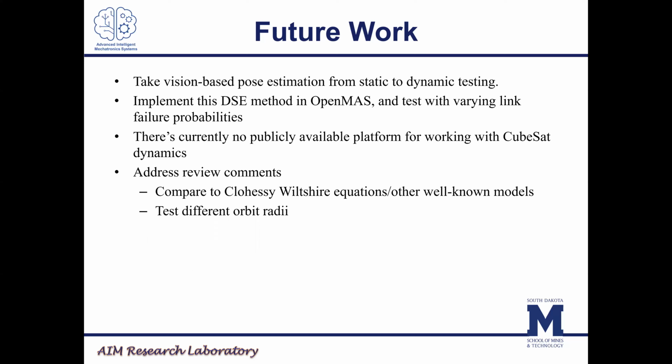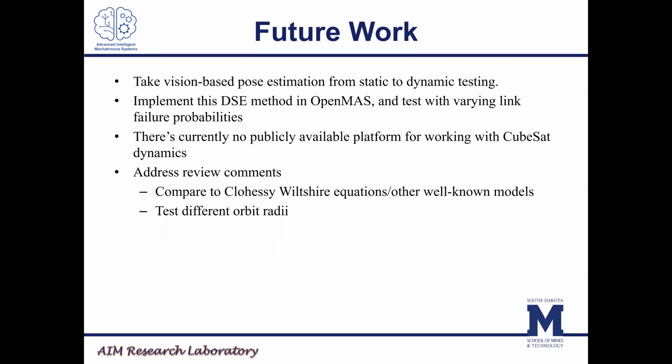We're also going to try to implement this distributed state estimation method on a platform called OpenMAS, which is a free GitHub project. It's actually pretty nice to use. We're going to test that on different systems. We can test it on CubeSats, we can test it on quadcopters, really any model. Then we're also going to test it on different link failure probabilities. So how does this compare to a centralized estimator with 10%, 20% link failure? How does it continue to be accurate with worse and worse sensors?